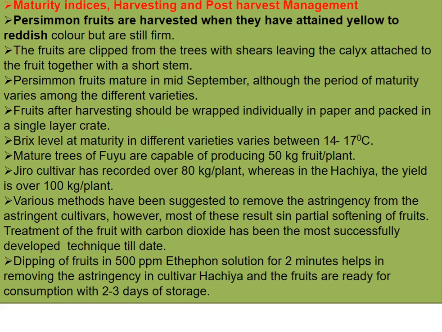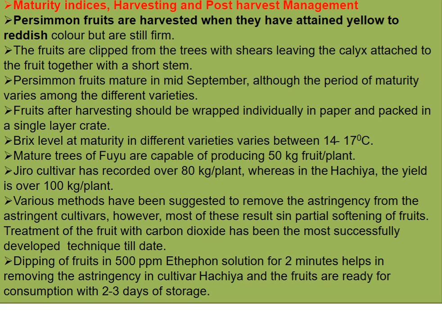Maturity indices, harvesting, and post harvest management. Persimmon fruits are harvested when they have attained yellow reddish color but are still firm. The fruits are clipped from the trees with shears, leaving the calyx attached, together with a short stem. Persimmon fruits mature in mid September, although the period of maturity varies among the different varieties.